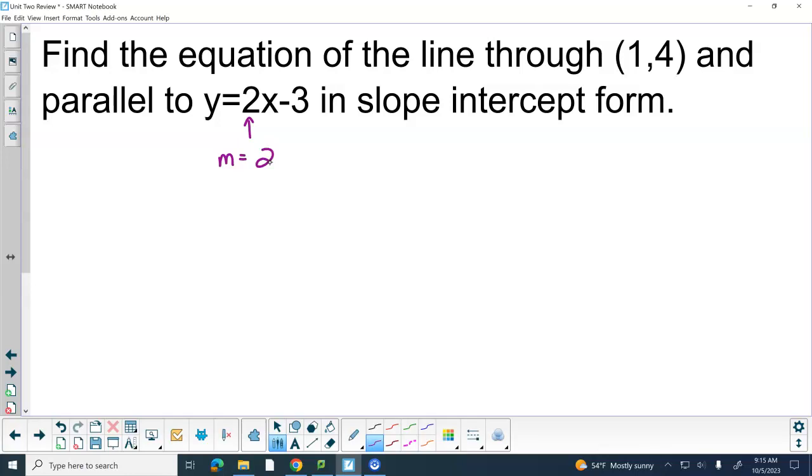Okay? If it was perpendicular, what are the 2 words that I need to find the perpendicular slope? 2 words. Opposite reciprocal. Okay? Perpendicular is opposite reciprocal. So I have it through that line. Now, some of you do the y equals mx plus b to solve for b. Some of you use the point slope form.